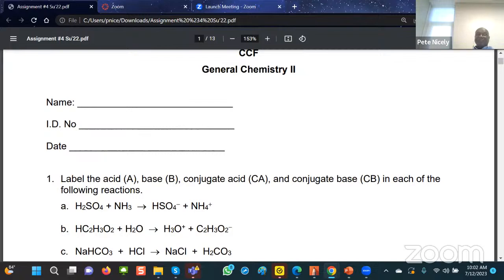Make sure, as I said before, that it's done in ink, blue or black ink. Make sure also that your name is written at the top of every page, all right? And also make sure that it is submitted as a PDF document, okay?